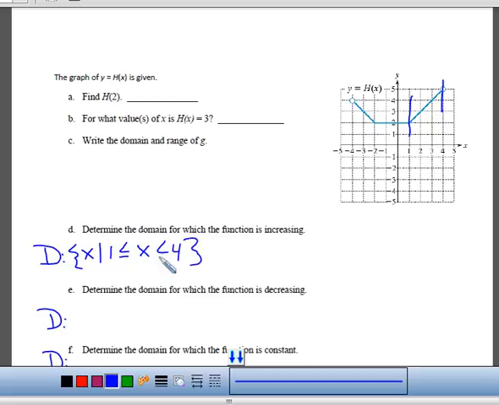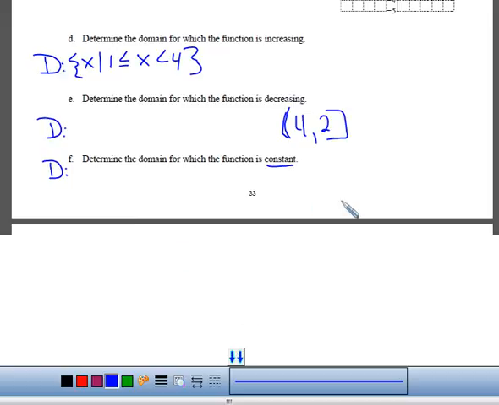Alright, so go ahead and do the interval for problem D. And I'm going to do the interval for E. The interval for E is, parenthesis, negative 4, comma 2, and then bracket. So this is where it's decreasing. And then I want you to try to figure out the one that's constant, the last one, F. Alright, so you're going to be doing the interval for D, you're going to be doing the set builder for E, and then you're going to be doing both for F.